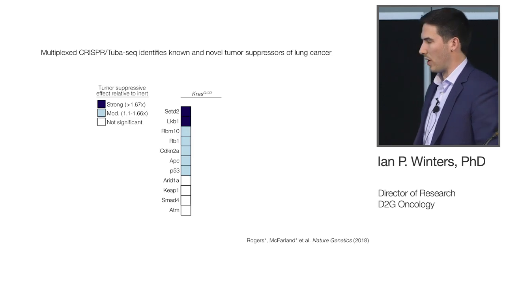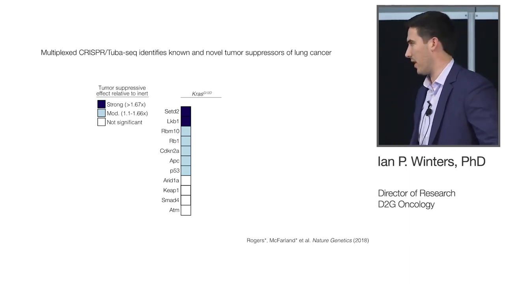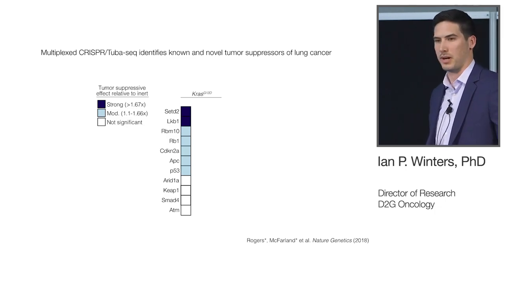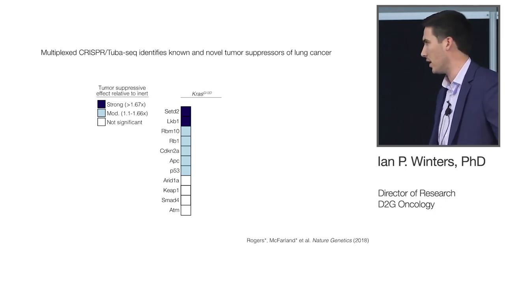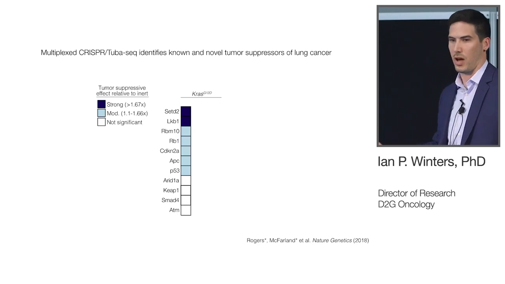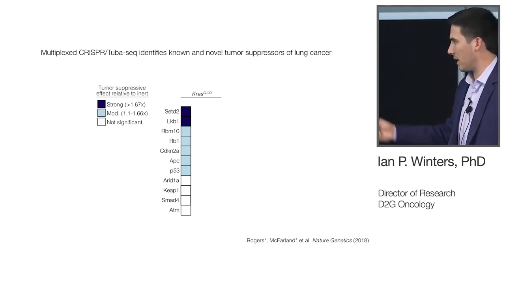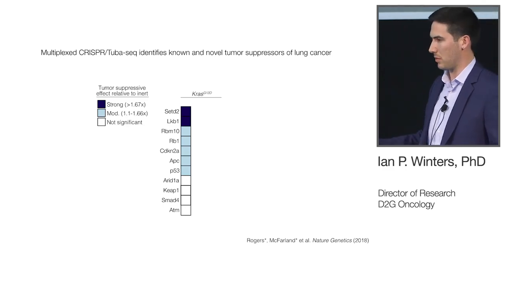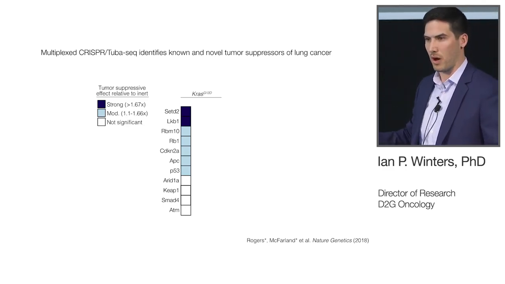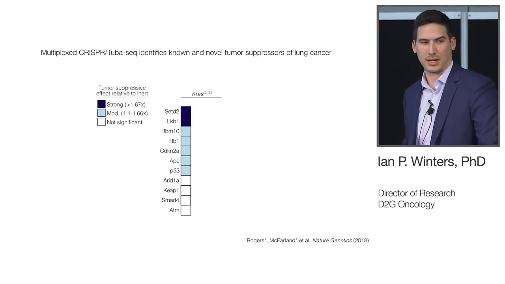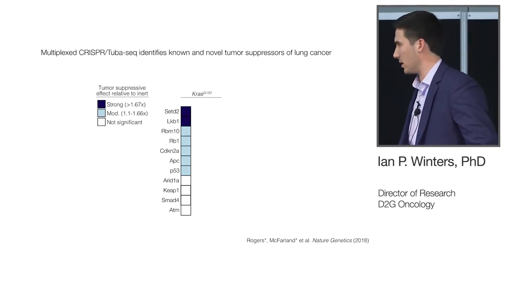So this is another representation of the same data, simplified into 3 categories. So now we can classify these tumor suppressors, or putative tumor suppressors, as strong, moderate, or not significant in terms of their tumor suppressive ability. So you can see here SETD2 and LKB1 are very strong tumor suppressors. There's another category of moderate tumor suppressors, and then some that, at least in this experiment, we found is not significantly driving tumorigenesis.